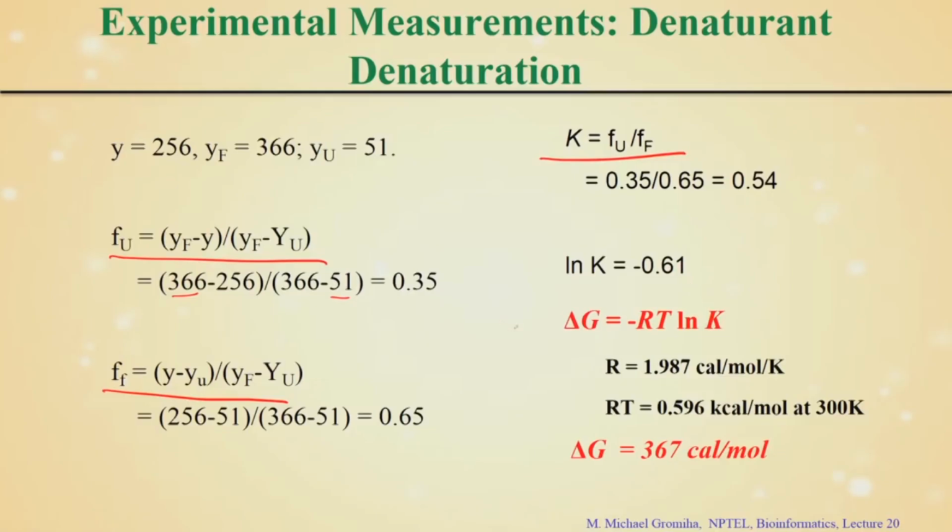From that we can calculate delta G. So, this is minus RT ln of this equilibrium constant. RT equal to 0.596 kilocalorie per mole at 300 degree Kelvin, ln K is minus 0.61. So, substitute this value here and delta G you can get 0.367 kilocalorie per mole.